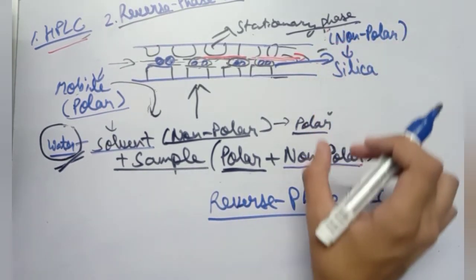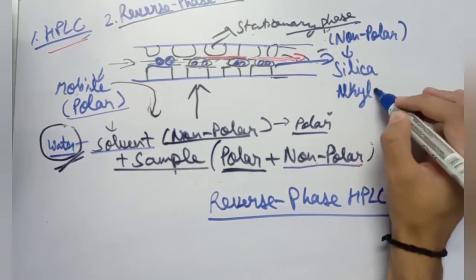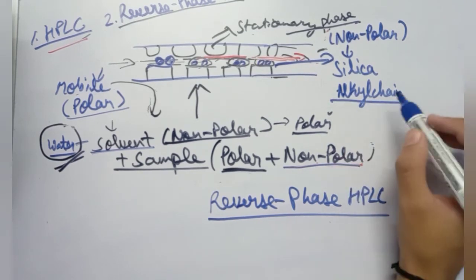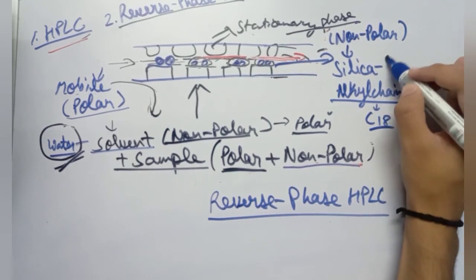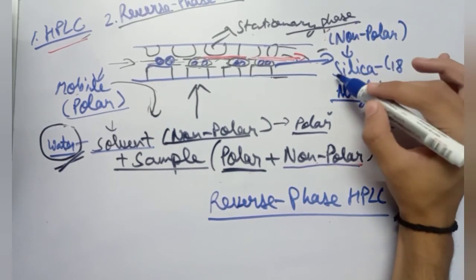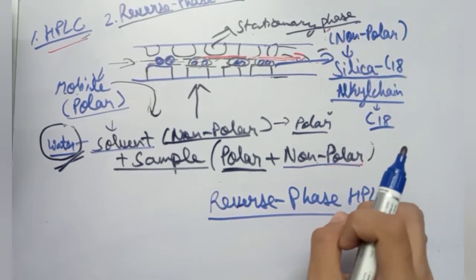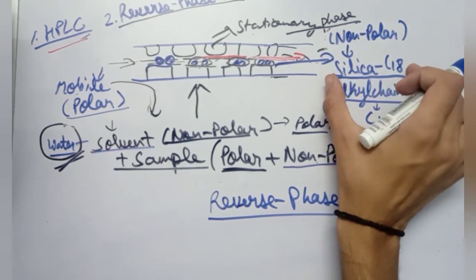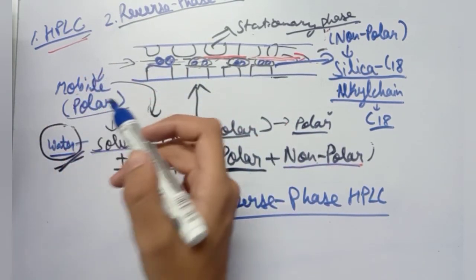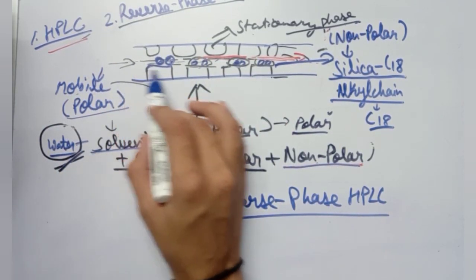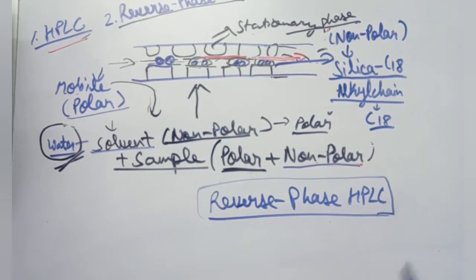How is silica made non-polar? It is made non-polar by adding alkyl chains to it, and alkyl chains of carbon C18 are used. So alkyl chains of carbon C18 are attached to the silica, and now this becomes a non-polar stationary phase. So silica C18 is used as a stationary phase, and a polar solvent such as water is easily used here, and the same procedure is carried out in reverse phase HPLC.